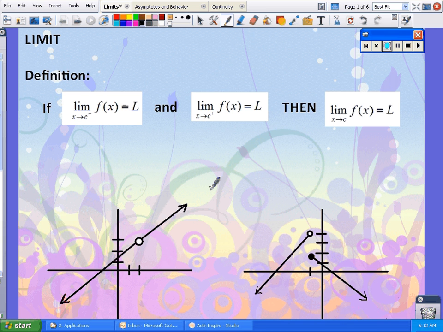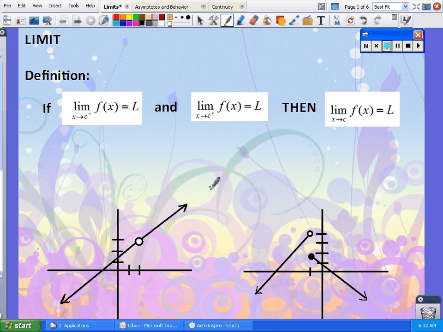So today we're going to review limits. The first thing I'll do is read the definition. If the limit as x approaches c from the left of f of x is a value, and the limit as x approaches c from the right of f of x is a value, then the limit as x goes to c of f of x exists, and that value will be the same number as the left and right limit. So that's what that L stands for.